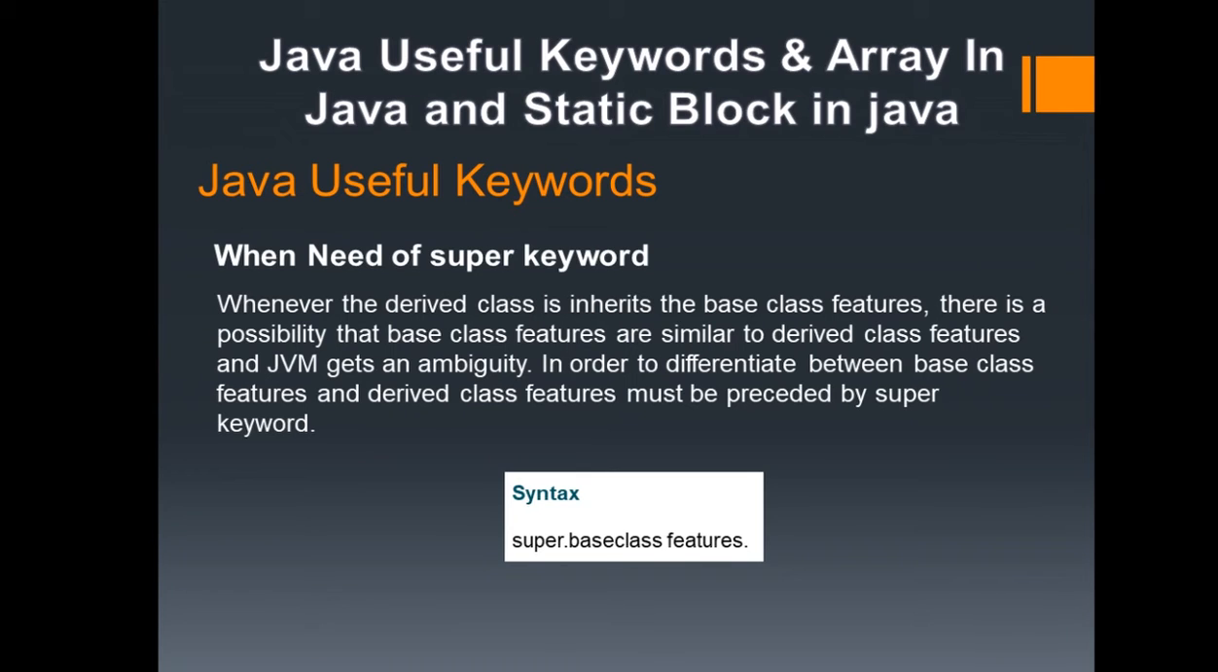When is a super keyword needed? Whenever the derived class inherits the base class features, there is a possibility that base class features are similar to derived class features and JVM gets an ambiguity. In order to differentiate between base class features and derived class features, the base class feature must be preceded by the super keyword. Here is the syntax: super.baseClassFeature.